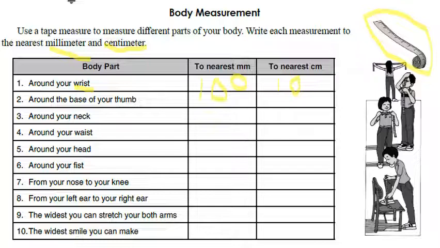Around your fist. And then, from your nose to your knee. Number 8, from your left ear to right ear. Sa inyuhang dunggan class, diri ipaagi sa ulo. Diri ipatungtong sa ulo, patabok diri sa pikas tunggan, ganyan. And then, the widest, you can stretch your both arms. So, kanang mag-hand sideward mo, kana i-measure po na ninyo.